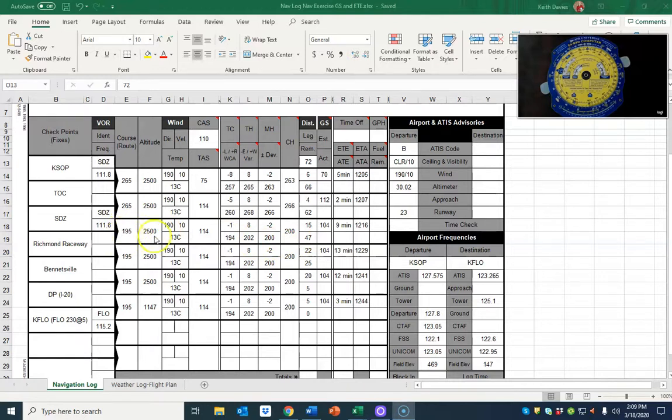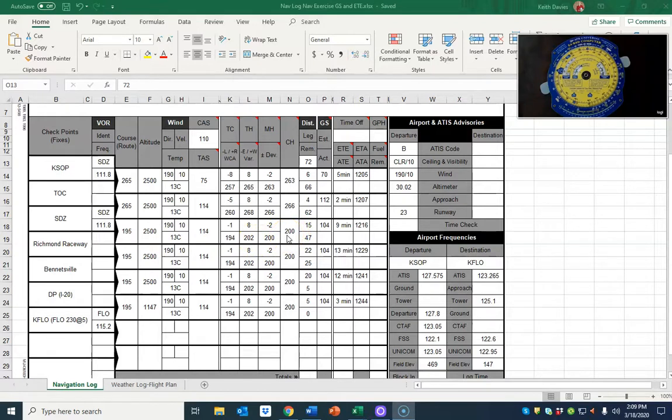our true heading was 195, but we were actually on our compass heading steering 200 because we almost had a headwind, so our angle was only -1 degrees. Again, 8 degrees for our variation. That's based on where we're located on the Earth, and then -2 for the airplane. So we went from 194 to actually on our compass steering 200.